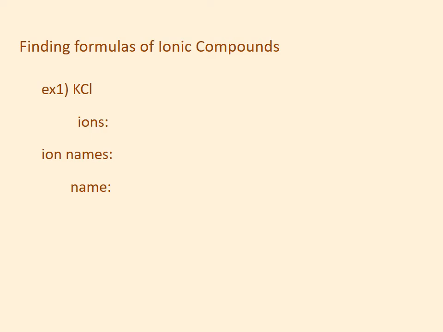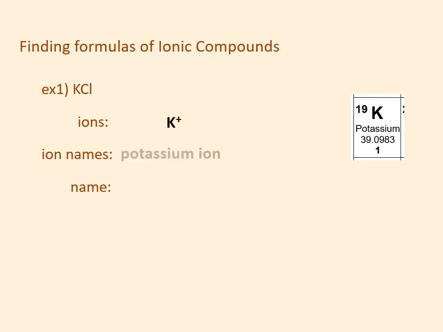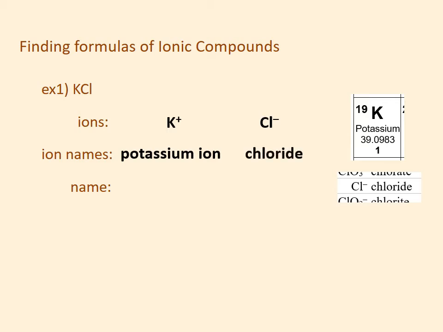Example 1, KCl. I look up K on the periodic table, it takes a +1 charge, and it's called potassium ion. I look up Cl on the negative ions list, it has a -1 charge, and it's called chloride. So KCl is called potassium chloride.